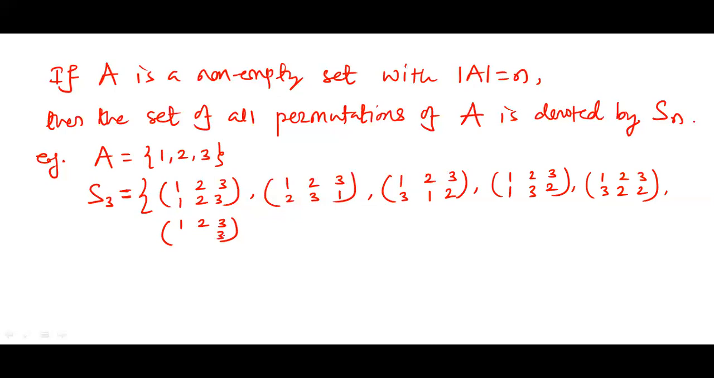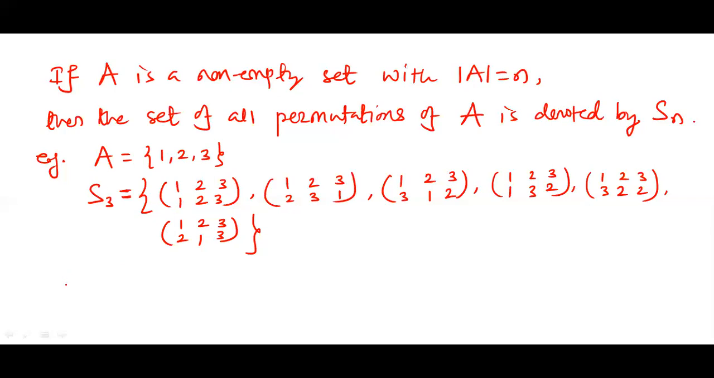Three maps to 3, 1 maps to 2, and 2 maps to 1. Here you can observe that only these are the permutations of set 1 to 3. See, there is no permutation of set 1 to 3 other than these 6 permutations.